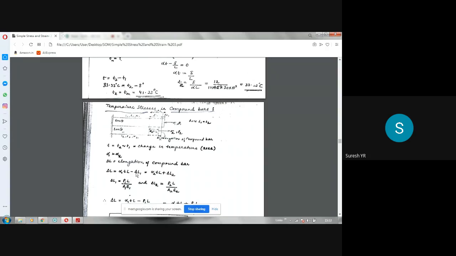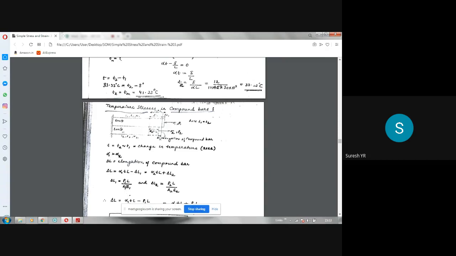So now you can say that what is the delta L1? Delta L1 is P1 L by A1 E1. So PL by AE is delta L, we have seen that, we have derived it, fundamental equation of SOM. Now here P1 L1 by A1 E1 can be here. P1 by A1 is nothing but your sigma 1.